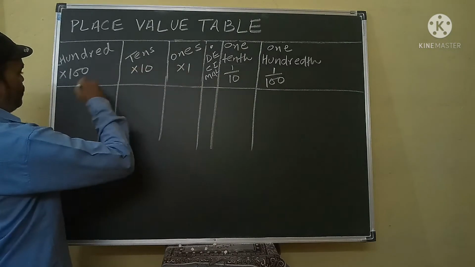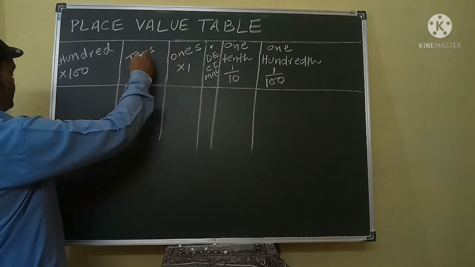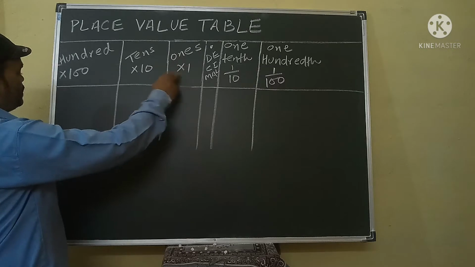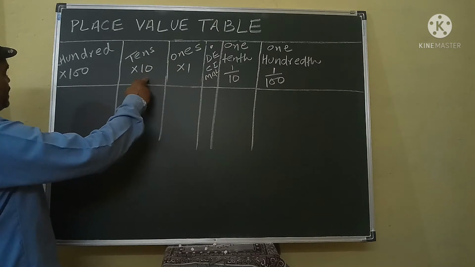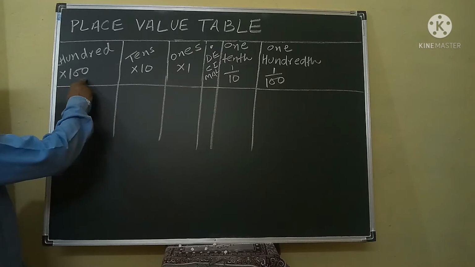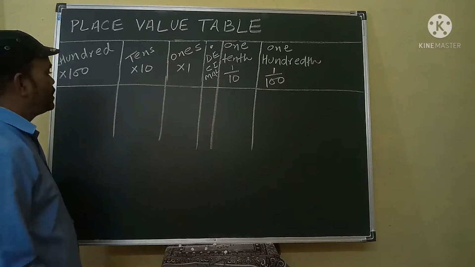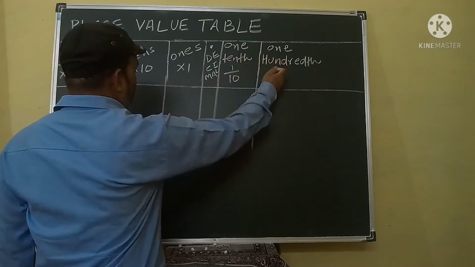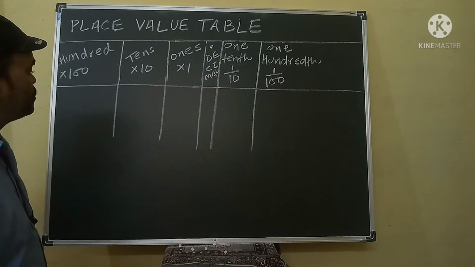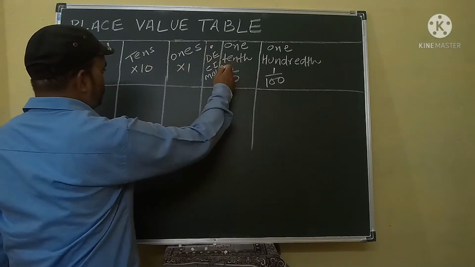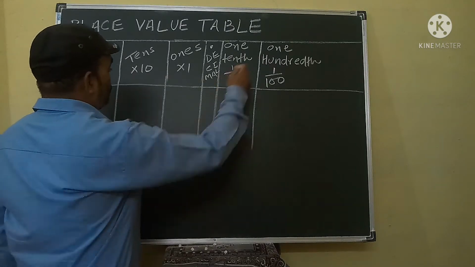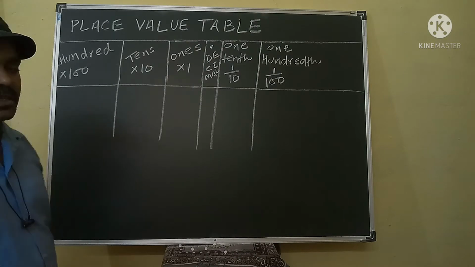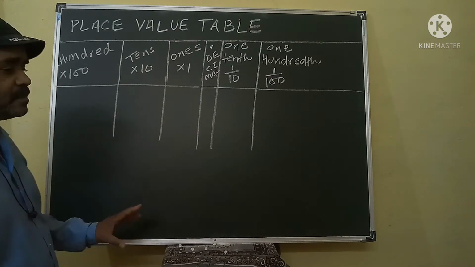On the left side of the decimal are ones, tens, hundreds. That means ones are multiplied by 1, tens by 10, hundreds by 100. On the right side of the decimal are tenths, hundredths, thousandths and so on. Tenths means 1/10, hundredths means 1/100, thousandths means 1/1000 and so on.